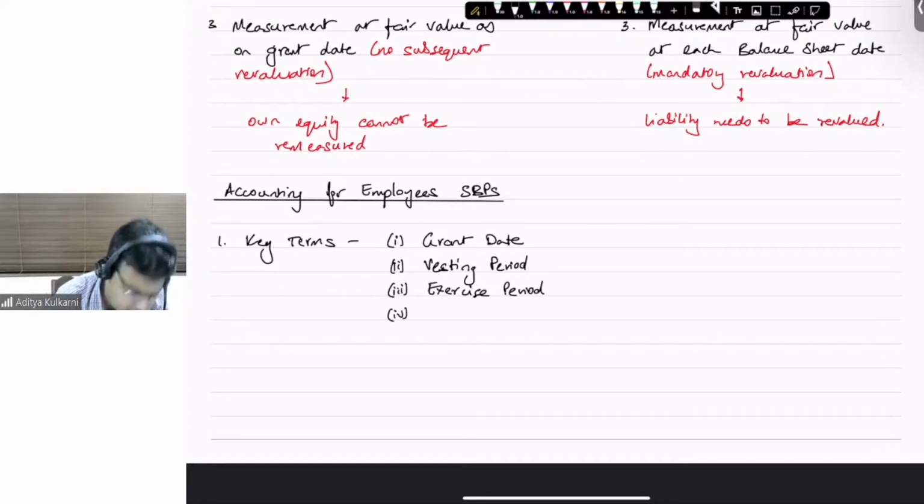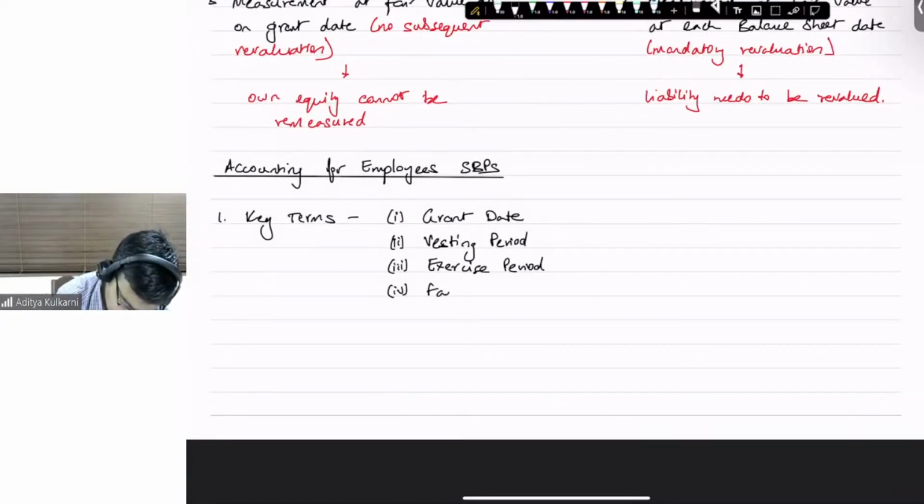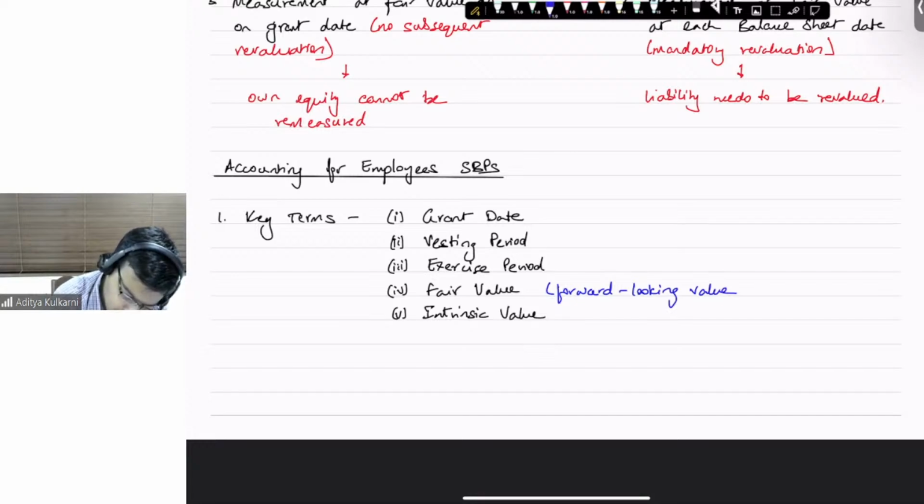Exercise period. Then we discussed something known as fair value, which is basically the value determined using an option pricing model. We also discussed something about intrinsic value. So for fair value, you can write forward looking value based on option pricing models.